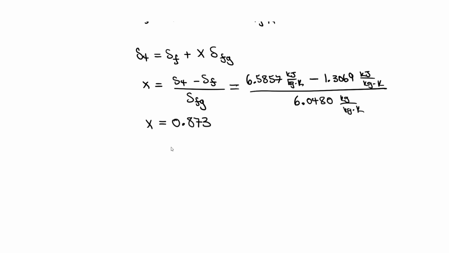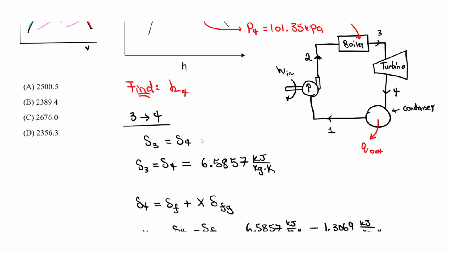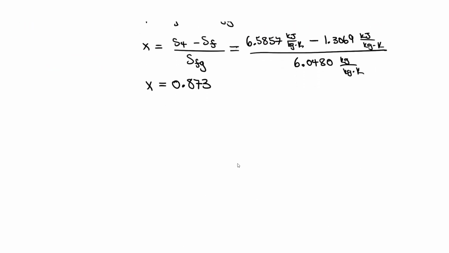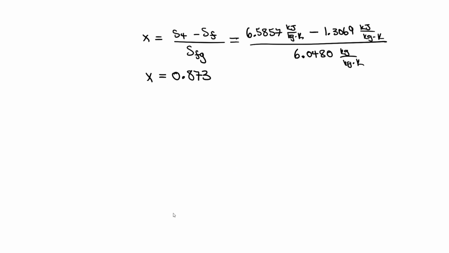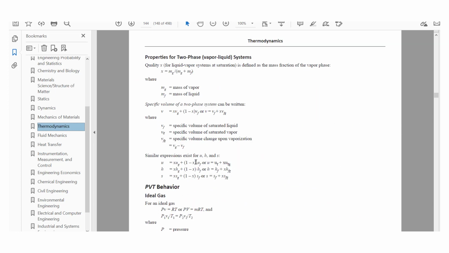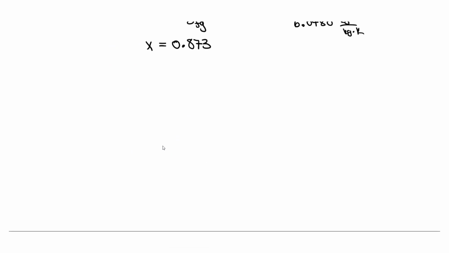So after that, we can finally solve for H4. Again, we have the quality now, and we needed that quality to solve for H4 using what equation? Using this equation now. H4 is going to equal HF, the enthalpy for the saturated liquid. X is the quality we have, and this is the difference between the saturated vapor and liquid. For the enthalpies now, we're looking at enthalpy. So let's solve for that.